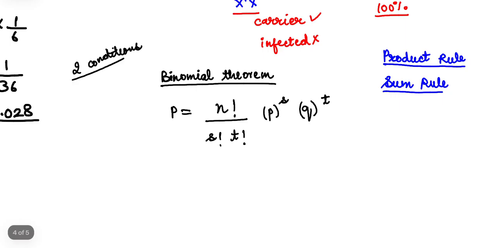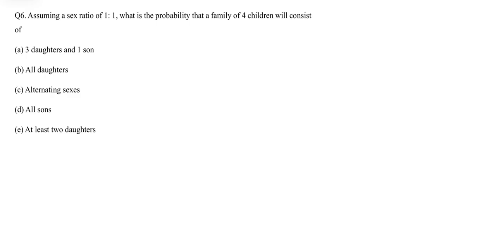Another important thing that we have to solve probability questions is Pascal's law or Pascal's theorem, so we should also come on to that later on. Now let's try to solve this question. The question says, assuming a sex ratio of 1:1, what is the probability that a family of 4 children, so there are 4 children, so we can say that n counts to be 4, will consist of 3 daughters and 1 son. So see, here we cannot use directly the formulas for addition or product rule. We have to simply use here the binomial theorem.